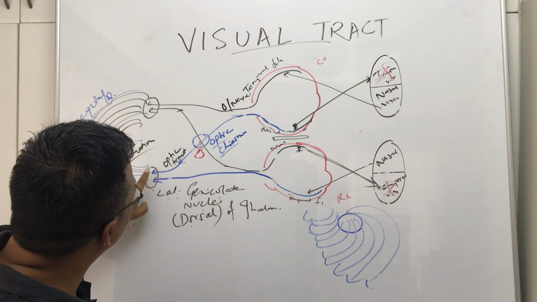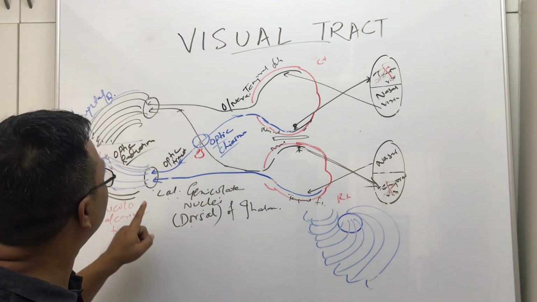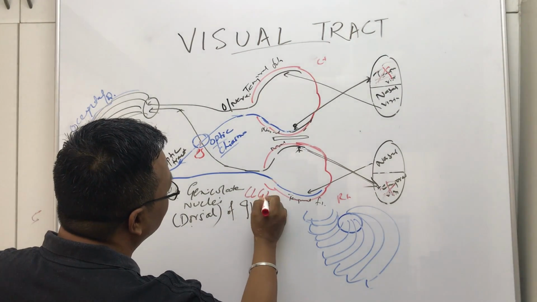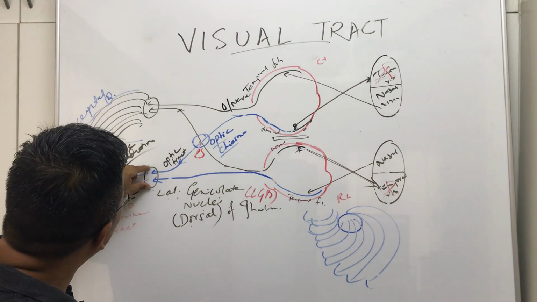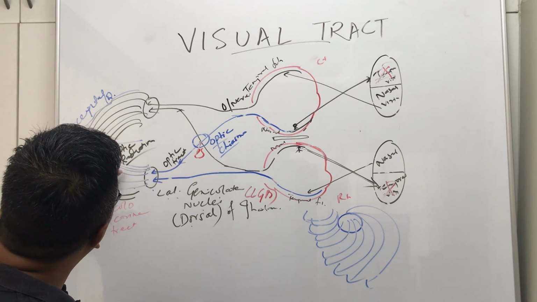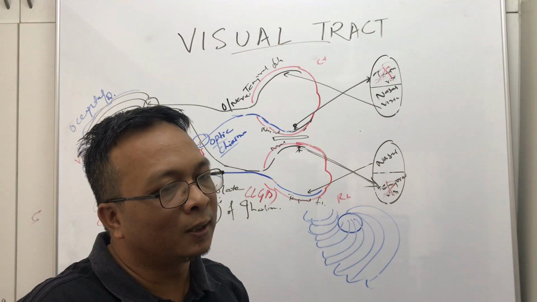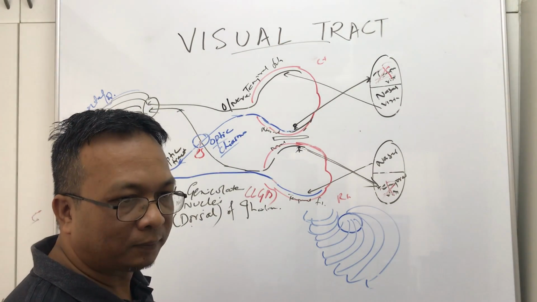So the optic nerve ends up in the dorsal lateral geniculate nuclei of the thalamus. In all books it is just written as LGB, meaning lateral geniculate body. You can write whatever you want, don't worry about that. After the thalamus, it goes to the visual cortex in the occipital lobe, near the calcarine fissure of the occipital lobe. So this is your visual tract.